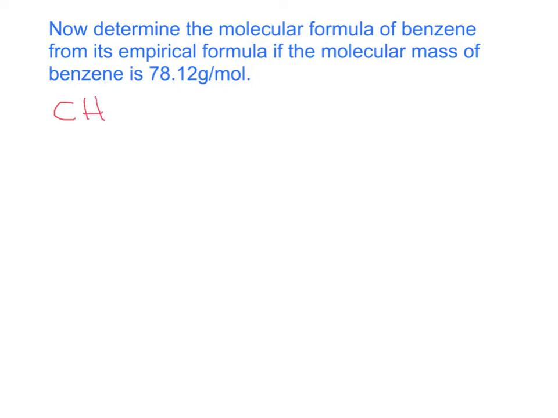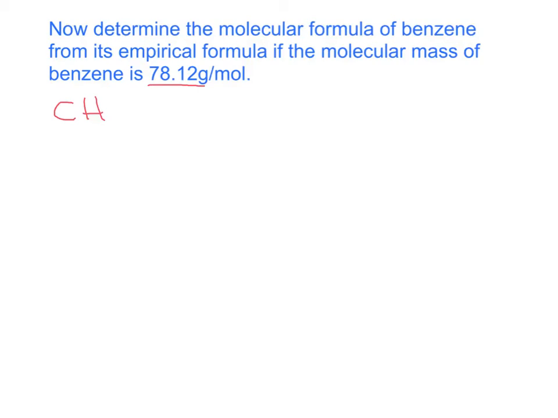They're also telling us one more piece of information which you need to get the molecular formula. We need to know the molecular mass or molar mass of benzene, and they tell us right here it's 78.12 grams per mole. The one thing you have to keep in mind is the molecular formula is always a whole number multiple of the empirical formula. So our job is to find the whole number multiplier we need to apply to the empirical formula.